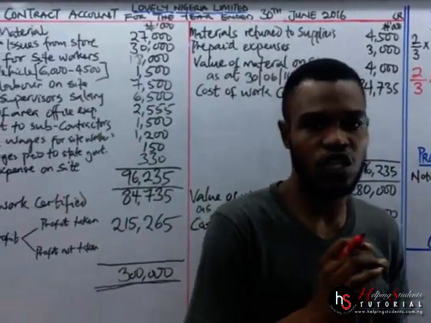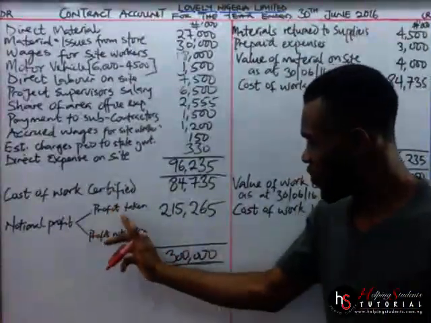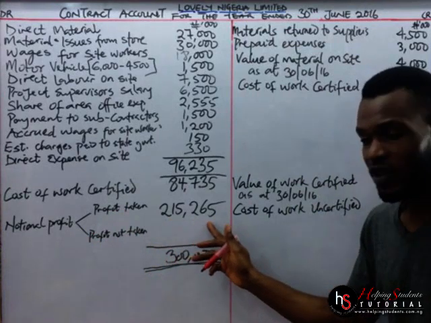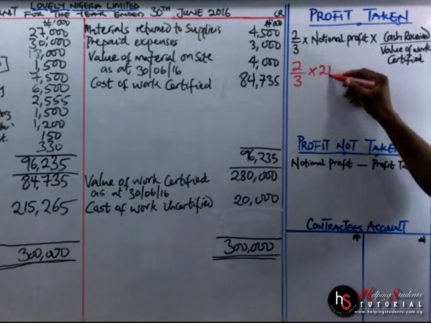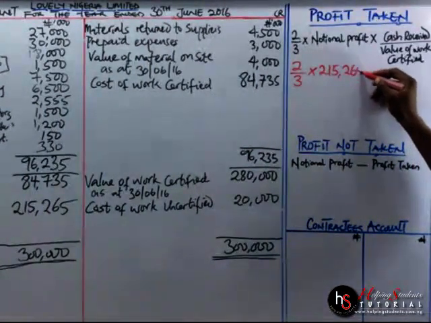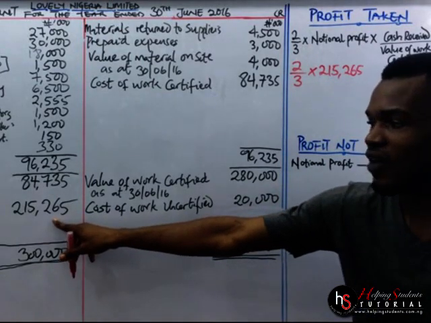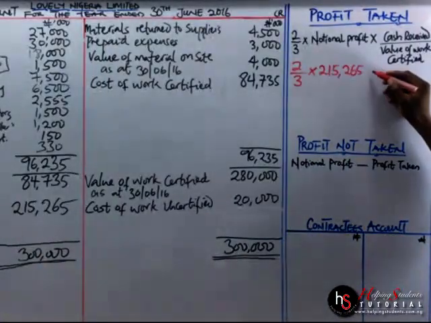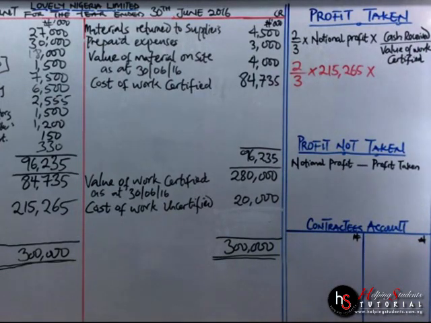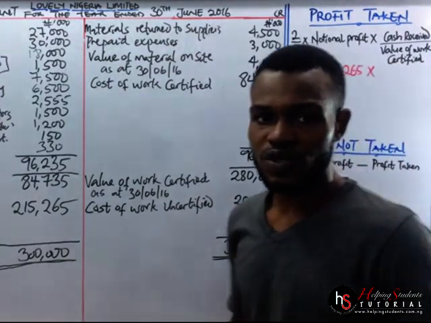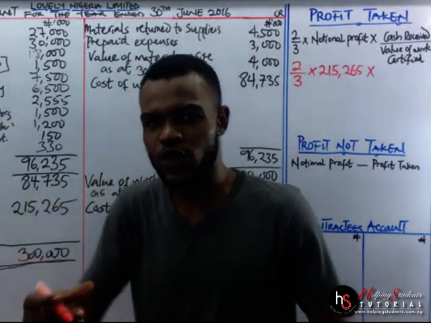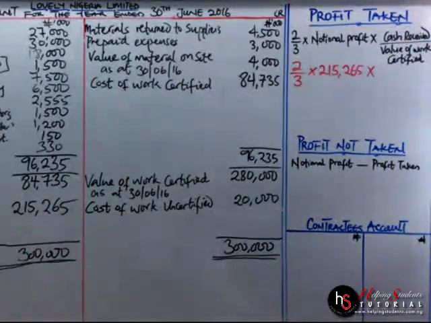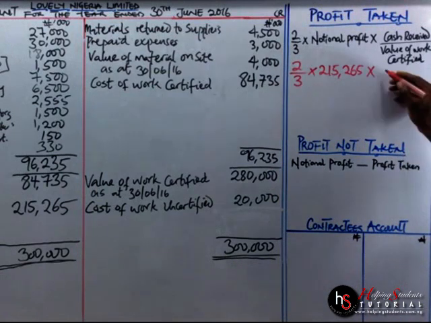What is the value of the notional profit? Let's come back to this section. Value of the notional profit is what? 215,265. All right? So you bring the value here times 215,265. Okay? Times cash received. So let us go back to the question. If we go back to the question, we'll see the cash received there, the amount that was paid into account, right? So that particular value is what we're going to pick, all right? So how much do we have there? We have 220,000.